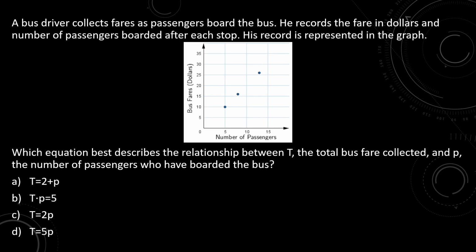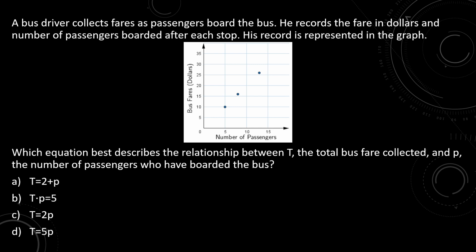Next question says a bus driver collects fares as passengers board the bus. He records the fare in dollars and the number of passengers boarded after each stop. He records them in the graph. Which equation best describes the relationship between T, the amount of fare collected, and P, the number of passengers who have boarded the bus?